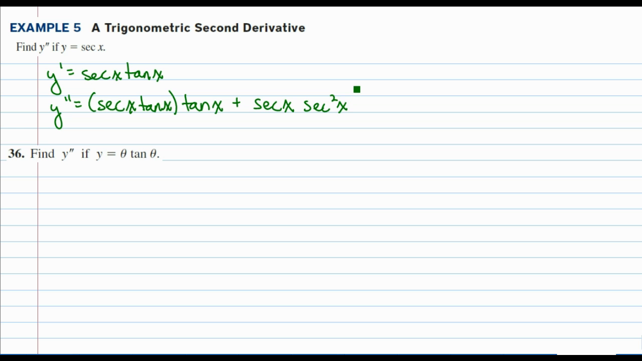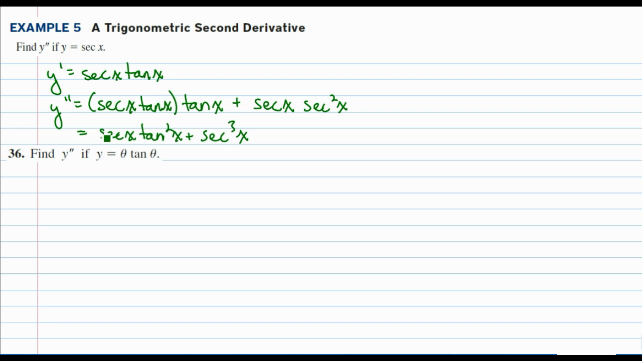And yeah, you can simplify that a little bit and get secant x tangent squared of x plus secant cubed of x. You could even factor out a secant if you wanted to. Now try problem number 36, which is asking us to find the second derivative of theta times tangent of theta.